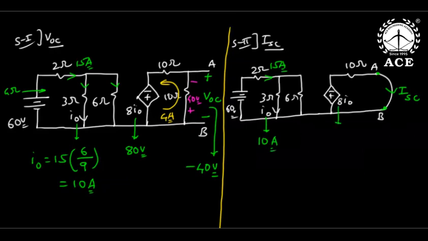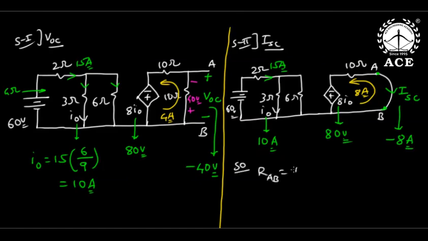Now this is 10 into 8, 80 volts. Then automatically this current is 80 by 10, 8 amperes anti-clock. If it is 8 amperes anti-clock, so ISC is minus 8 amperes. So now automatically this RAB is RTH, that is VOC by ISC. VOC is minus 40, ISC is minus 8.